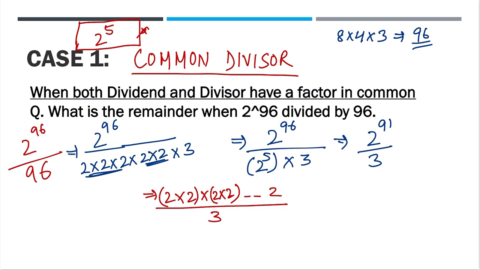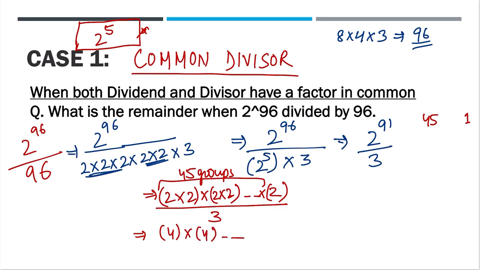Right? Now let's see. Here we have 2 into 2, 2 into 2, 2 into 2. If you have done the grouping of 2 and 91 2s are there, there will be 45 groups of 2 into 2 plus 1 separate 2. So this means 45 groups of 2 and 1 separate 2 left over. So this group 2 into 2 is 4.